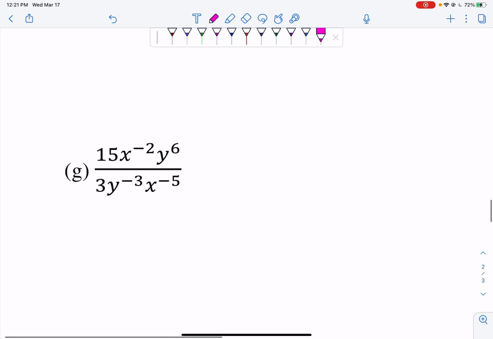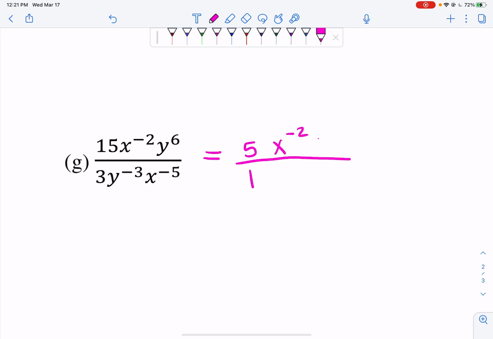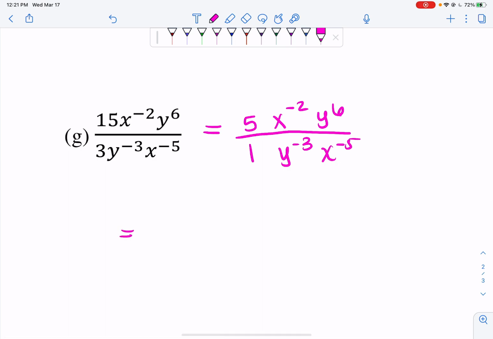First thing we're going to do is divide our coefficients. So I have 15x to the negative 2, y to the 6th over 3y to the negative 3, x to the negative 5. So I really have 15 divided by 3, which is 5. So I have 5 x to the negative 2, y to the 6th over y to the negative 3, x to the negative 5. Remember, we're going to move everything. So I keep my 5 and 1 where they are. Don't like where my x to the negative 2 is, so I'm going to bring it downstairs.